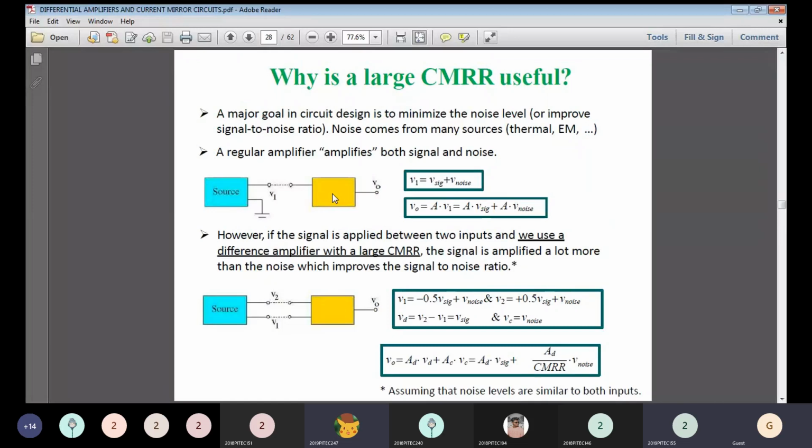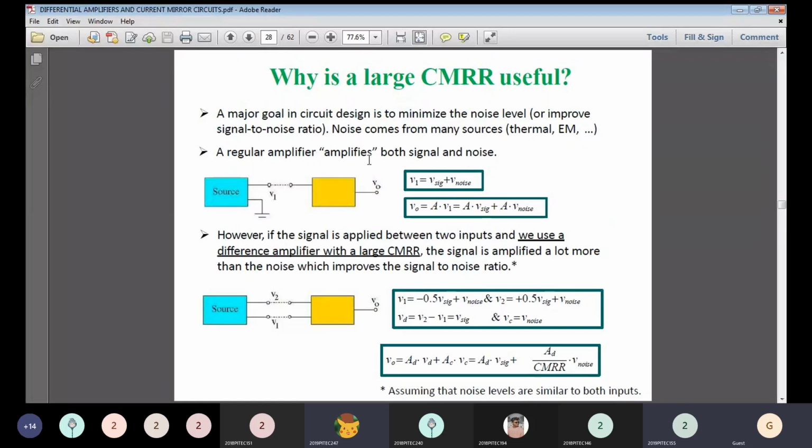There are so many varieties of noise sources in a practical case. The noise may be thermal, or it may come from something like electromagnetic waves. A regular amplifier amplifies both the signal and the noise. If the noise factor is very high, the noise level will be high. What happens to your signal to noise ratio? The signal to noise ratio will decrease, and we get a minimized value.